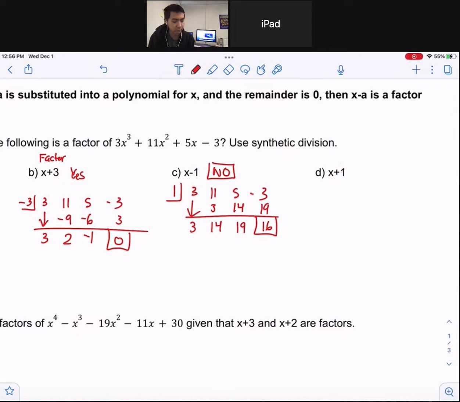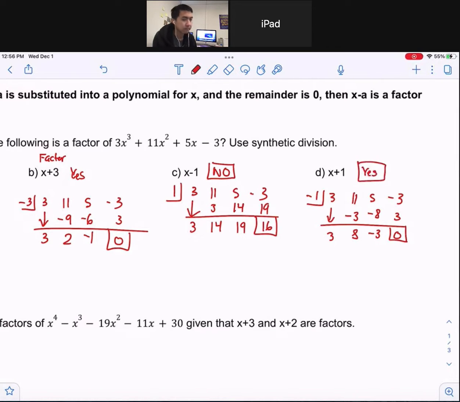Part D, opposite of 1 is -1. 3, 11, 5, and -3. Drop down the 3. -1 times 3, you guys, is -3. We add, we get 8. 8 times -1 is -8. We add, we get -3. And -1 times -3 is +3. And we add, we get 0. And since we got a remainder of 0, this means x plus 1, yes, it is a factor. So the most important thing you guys can take away is if you find a remainder and it's 0, that is what we call a factor. If it's not a 0, this is a plain old remainder.